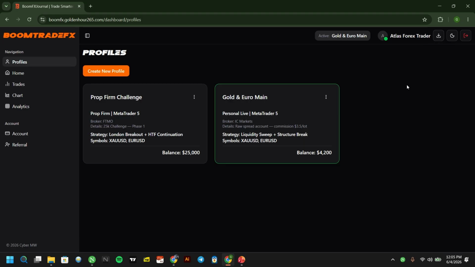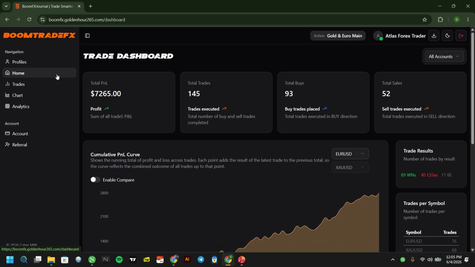Now we can go to the home page. In the home page is where we have the overall stats and analytics of our trading profiles. For example, what we are seeing here is all my profiles on this account. This drop down here is what I'll be using to actually change from one profile to another.